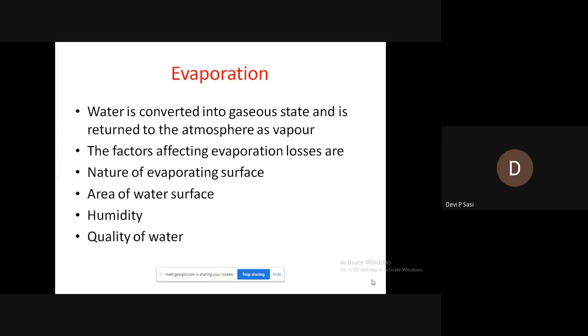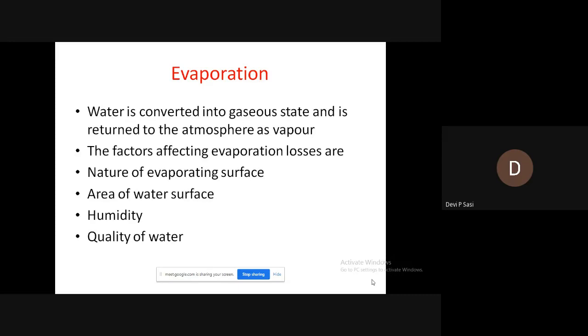Evaporation. Evaporation is a process by which water is converted into gaseous state and is returned to the atmosphere as vapor. The factors affecting evaporation losses are: first one is nature of evaporating surface.